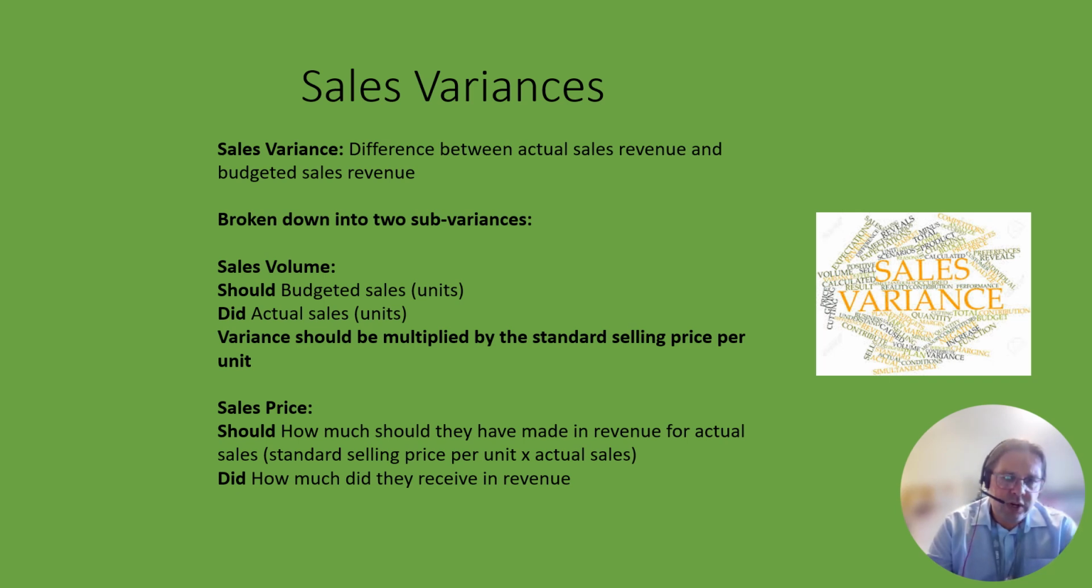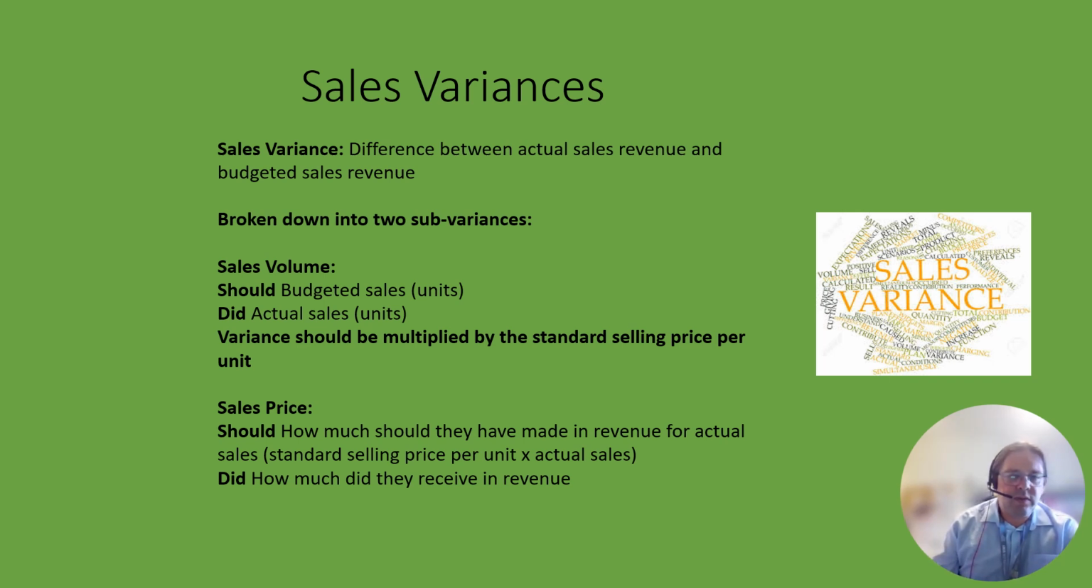If we have a sales price variance, just think about what the words are saying. Sales price, we're making a judgment on the price we sell our products for. So our should is looking at how much we should have made in revenue for our actual sales: our budgeted or standard selling price per unit multiplied by our actual sales. That's saying if we sold it for the price we thought, how much we think we would have made of revenue compared to what we actually received.